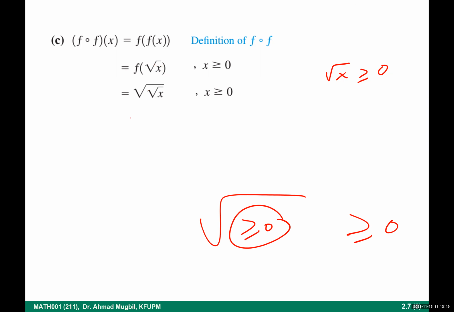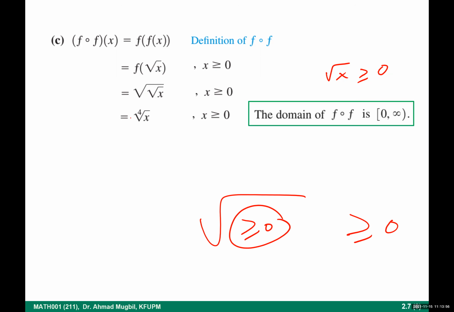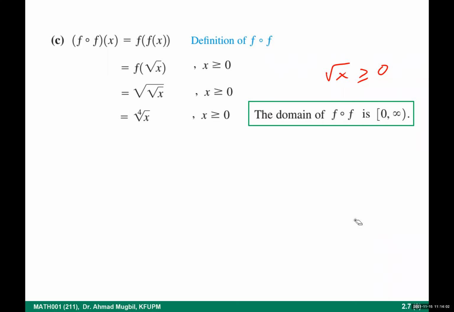Now, this is the fourth root of x, where x is greater than 0. The domain of f circle f is what? It is from 0 to infinity. We were lucky here because it becomes the same, but it is not always the case. Now, let's take this: g circle g, g composed with g. It is g of g.